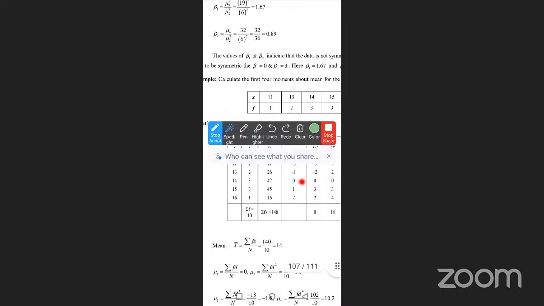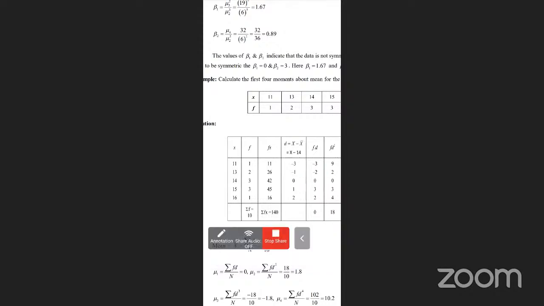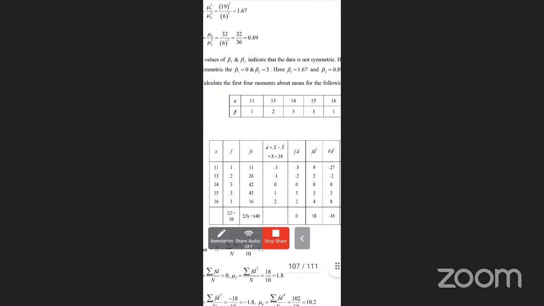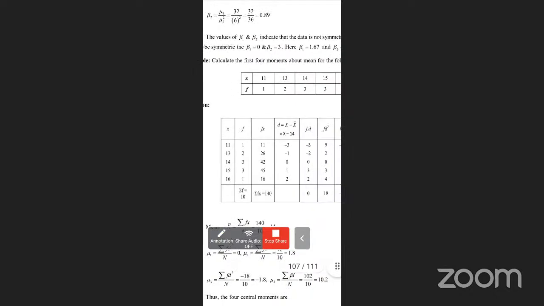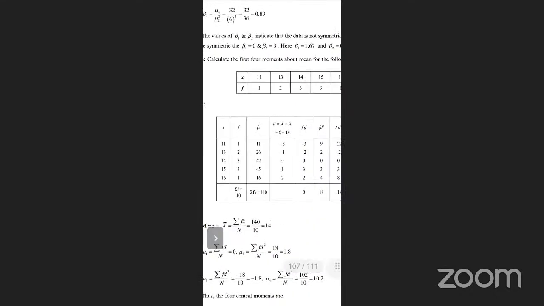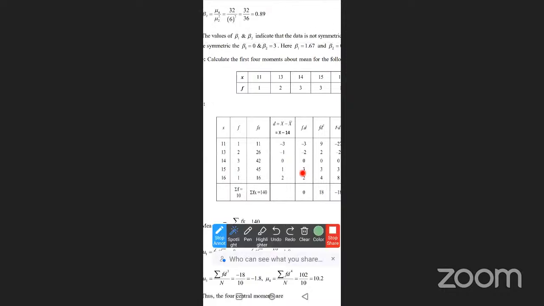So this is the second model. Calculate the first 4 moments about the mean for the following data. X is given as 11, 13, 14, 15, and so on. Frequency is given. Now, first we should calculate the mean value, f into x. Sigma fx is equal to 140. d is equal to x minus x bar. X bar is equal to 14.